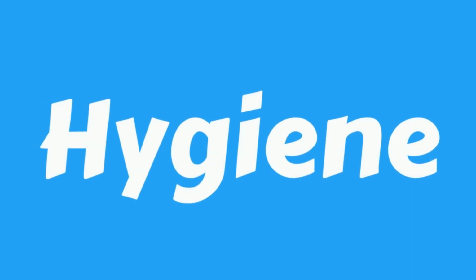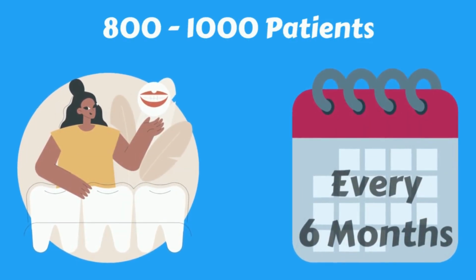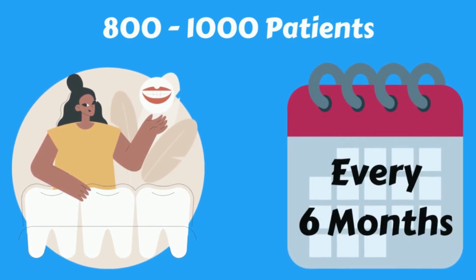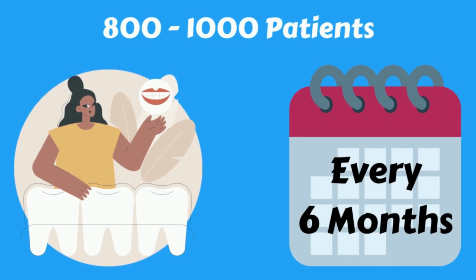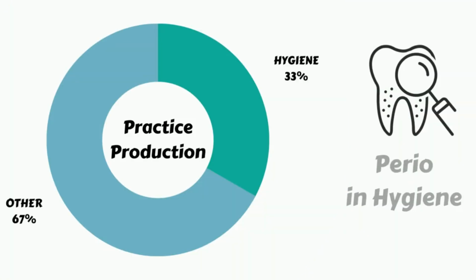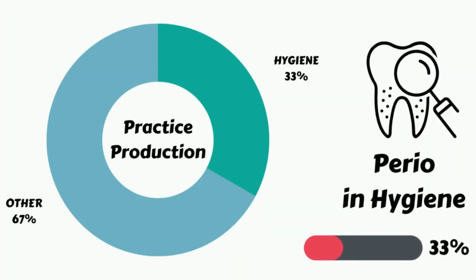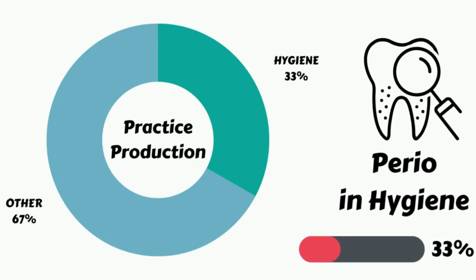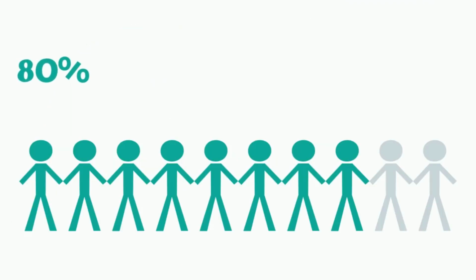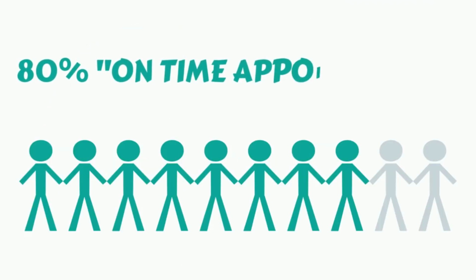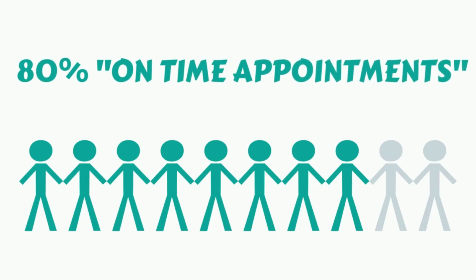Our hygiene metrics are up first. Hygienists can roughly see 800 to 1,000 patients on a full-time schedule every 6 months. That's based on a 5-day per week, 8-hour per day work schedule. Hygiene production should be about a third of the total practice production in a general practice, and about a third of those patients that come in should typically have some kind of perio needs. 80% of the hygiene patients should be seen on time instead of overdue.